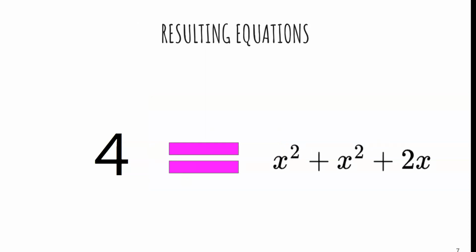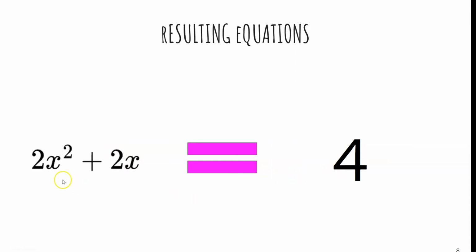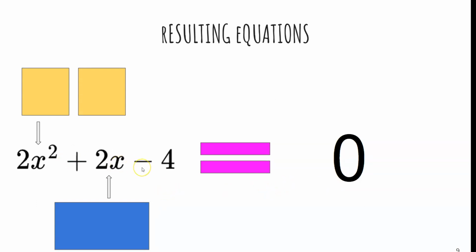And now we've got to combine like terms here, right? We wrote x squared twice. It would be easier just to write 2x squared plus 2x equals 4. And this is basically a quadratic equation. We bring the 4 to the other side, and now we have the standard form for a quadratic equation, where it's equal to 0 at the end. And you can see there are pieces from the square earlier. So you see the quadratic equation and a shape are very closely related.